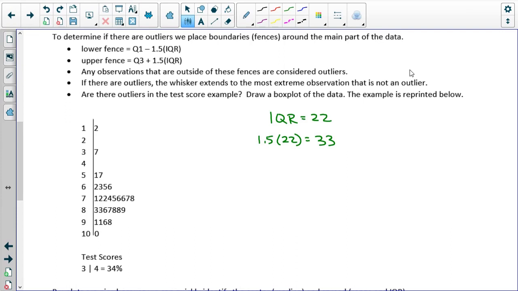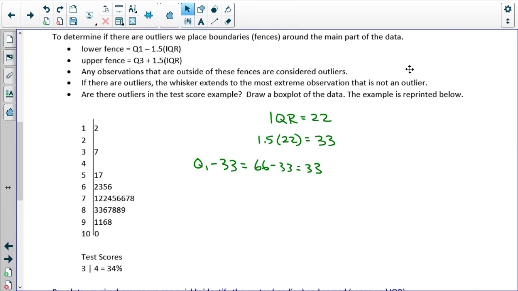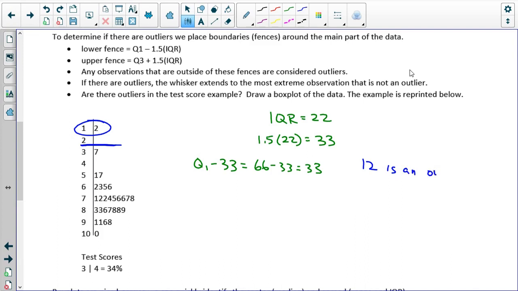Okay, so if I'm looking at this, 33 is the furthest away from Q1 and Q3 that we're going to consider to be normal. So Q1 minus 33, since Q1 was 66, that means that 33 is the absolute furthest away that something can be before we consider that to be an outlier. So notice that 33 is about here. So 37 is actually not considered to be an outlier. So that means 12 is an outlier on the low side.